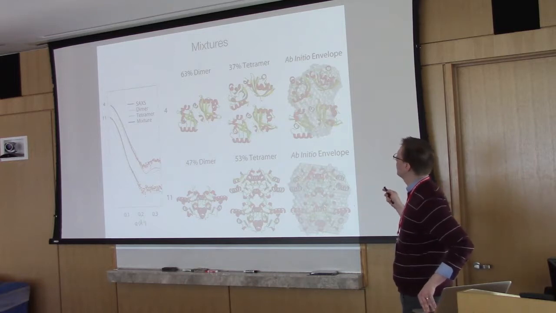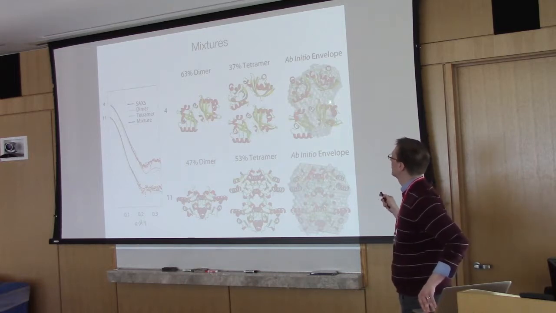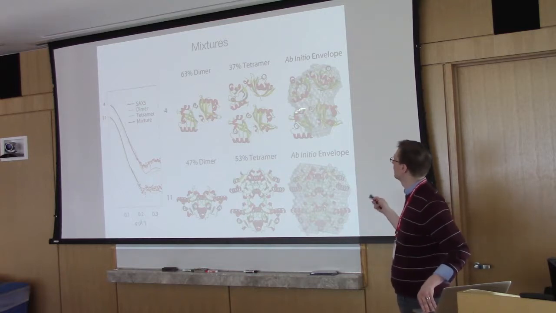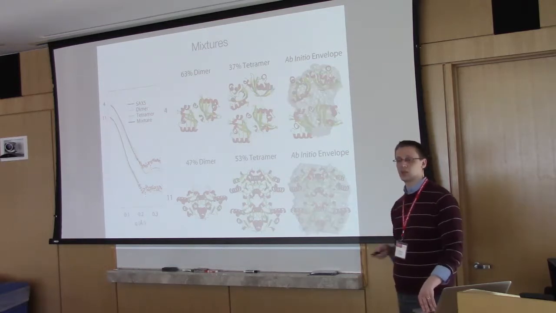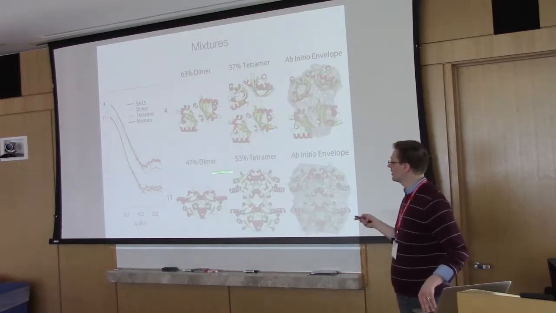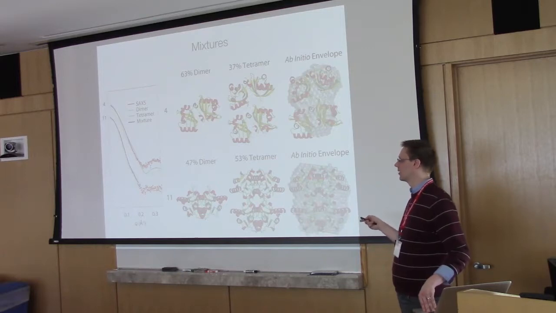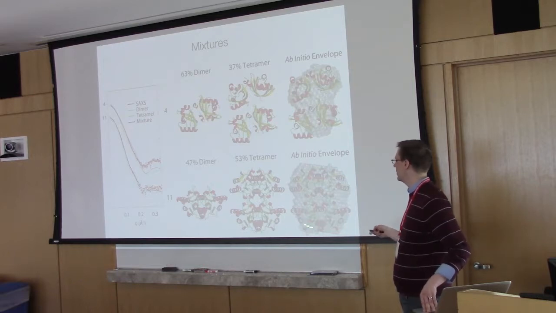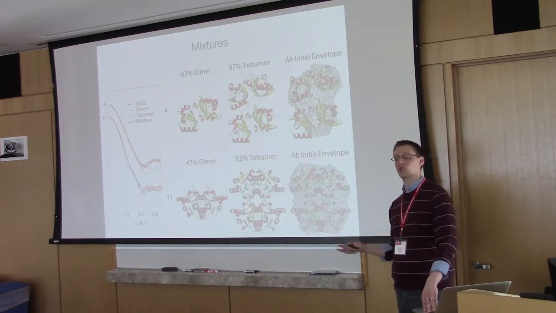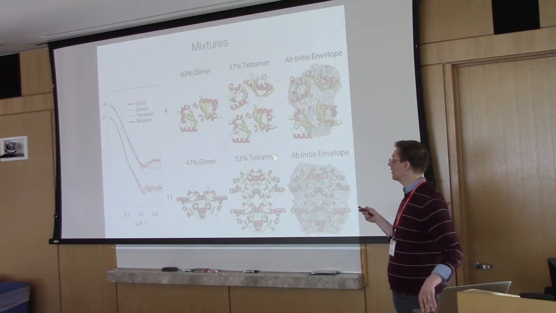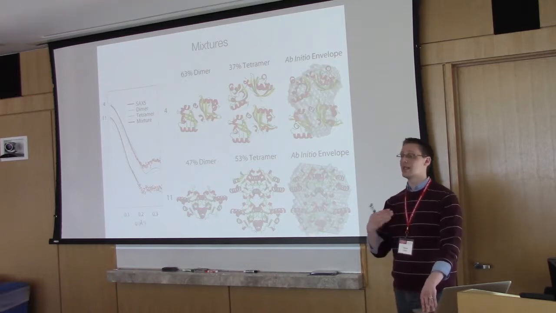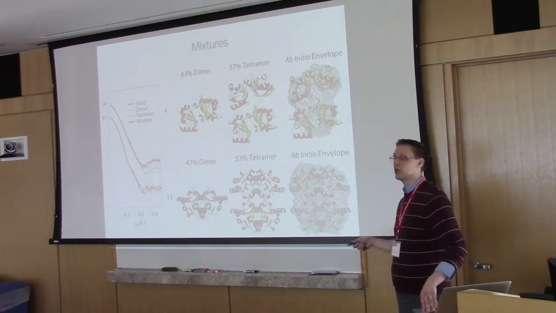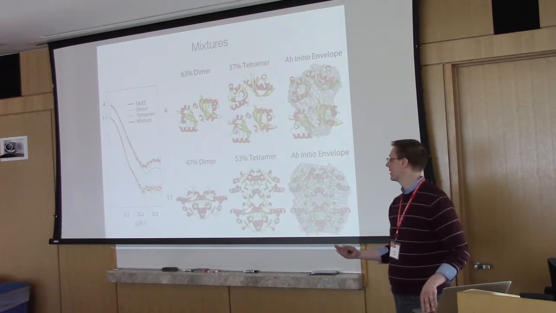But if you try an ab initio envelope, it actually comes up with something that's sort of a cross between the two. So it's not fully reconstructing the tetramer envelope. However, when you get to something more like a 1-to-2, or a 1-to-1, where it's half dimer and half tetramer, you can see that the ab initio envelope looks very good for the tetramer. That's because the scattering signal from the tetramer dominates the curve, because it scatters so much more than the dimer, so when you do your ab initio envelope reconstruction, it tends to pull out the tetramer.